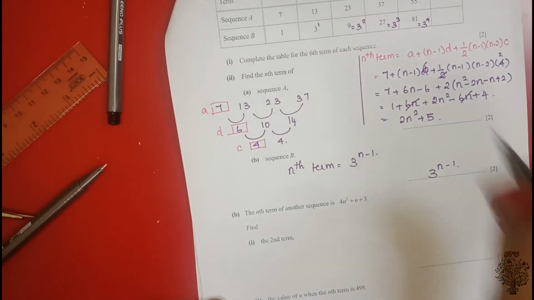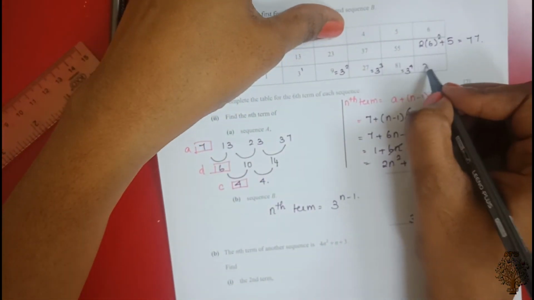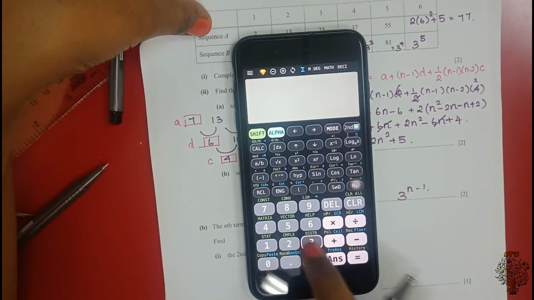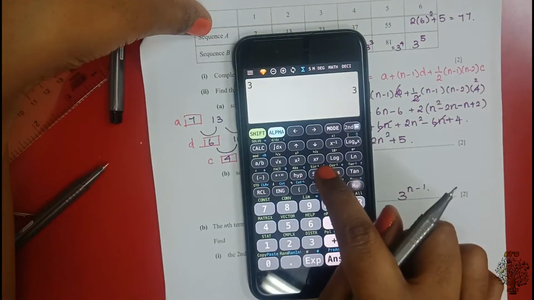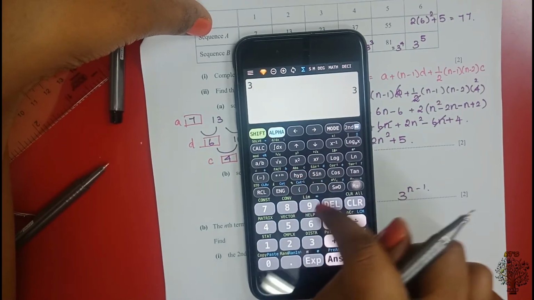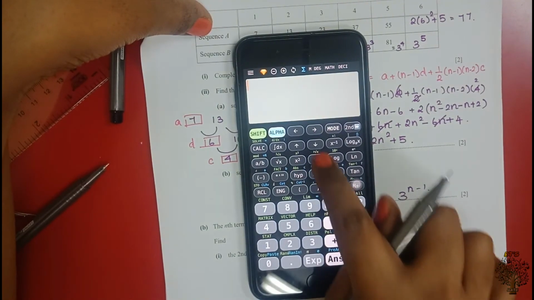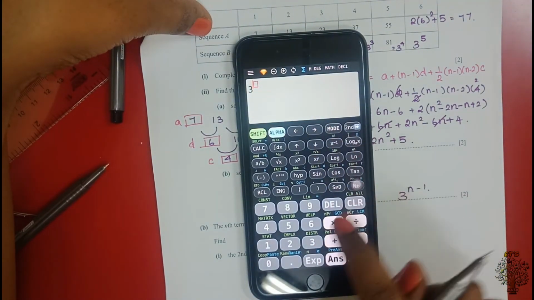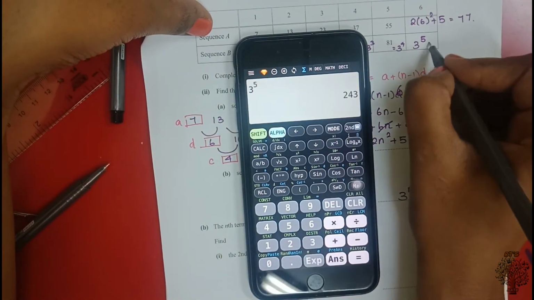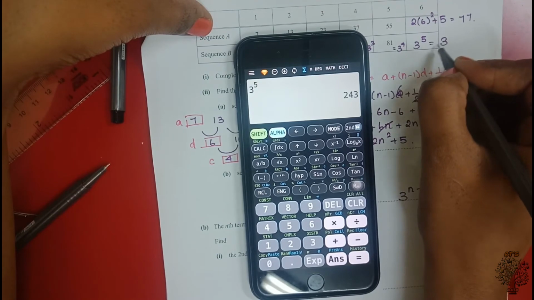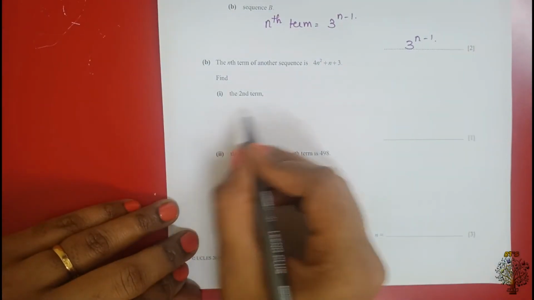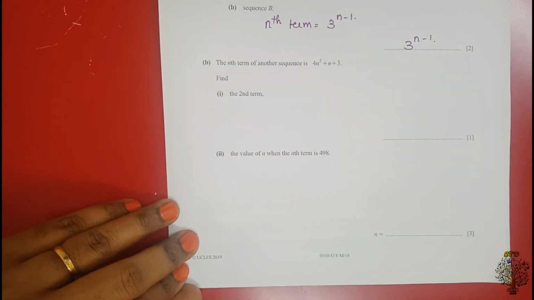Now you needed sixth term. Simple. This will be 3 to the power 5. So you can take 3 to the power 5 here. I'll be having 3 power 5. That gives me 243.